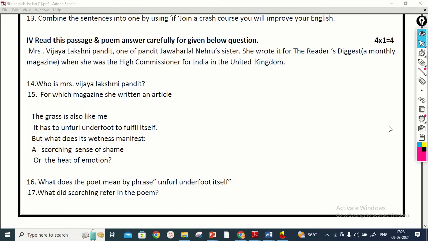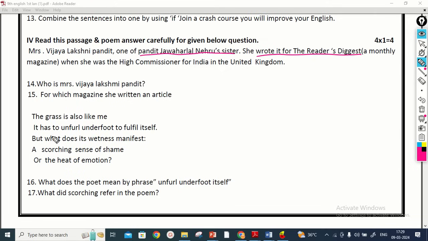So the next question is, here they given a passage and who is Miss Vijayalakshmi Pandit. Here, Miss Vijayalakshmi Pandit is Pandit Jawaharlal Nehru's sister. And for which magazine she wrote an article? She wrote an article for the Reader's Digest. So, these are the two answers.